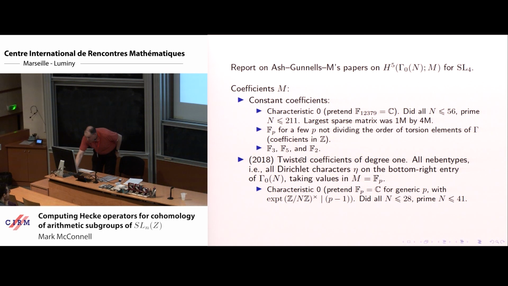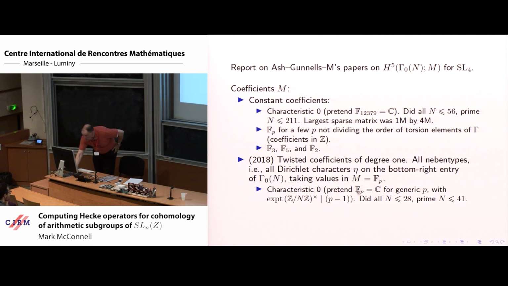In our most recent paper, which was submitted last year, instead of constant coefficients, we did twisted coefficients, still of degree 1, but we did all possible Nebentypus characters for Gamma_0(N). That means for Gamma_0(N), you have the bottom right entry mod N. You take all characters on that.